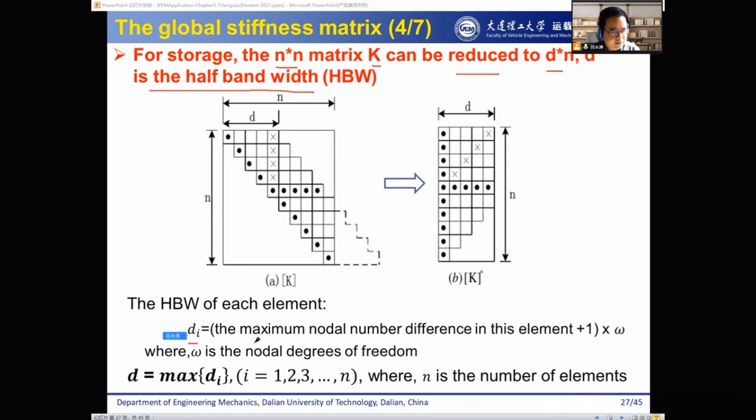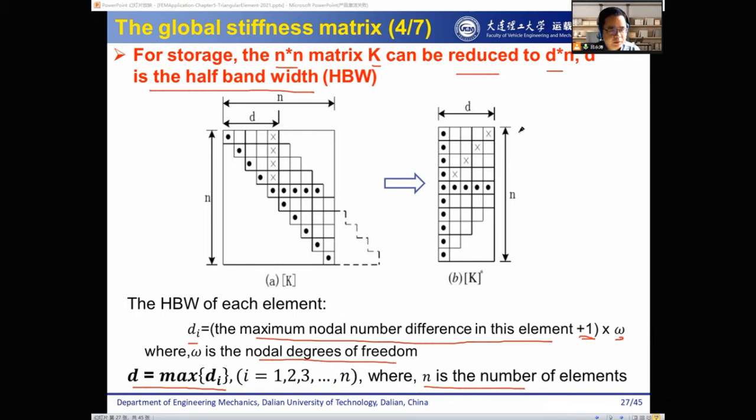So this is how we calculate the half bandwidth. The half bandwidth equals the maximum node number difference in the element, plus 1, and then times omega. Omega is the node degree of freedom, which means omega is 2 for the two-dimensional triangular element. So in terms of mathematics, d equals the maximum di, where n is the number of nodes. So here is the graph.